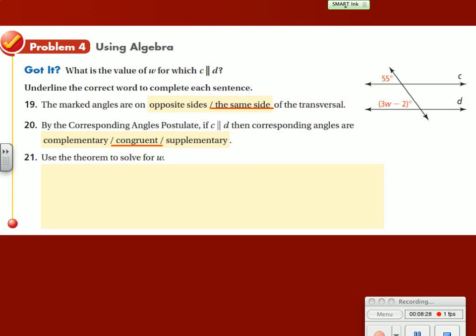So we set up our problem: 3w minus 2 equals 55. We add 2 to both sides, 3w equals 57, and the value for w is 19.